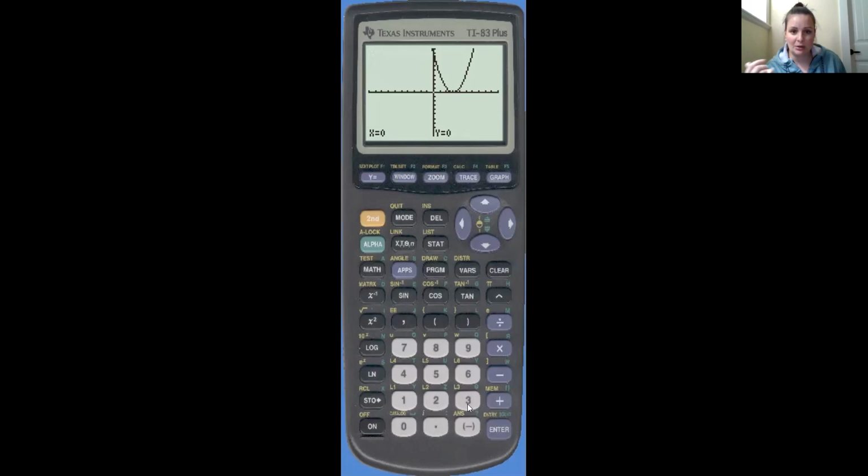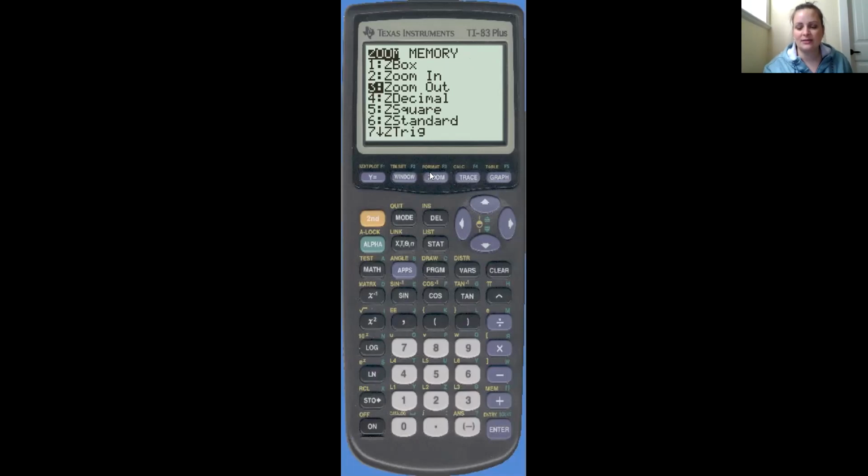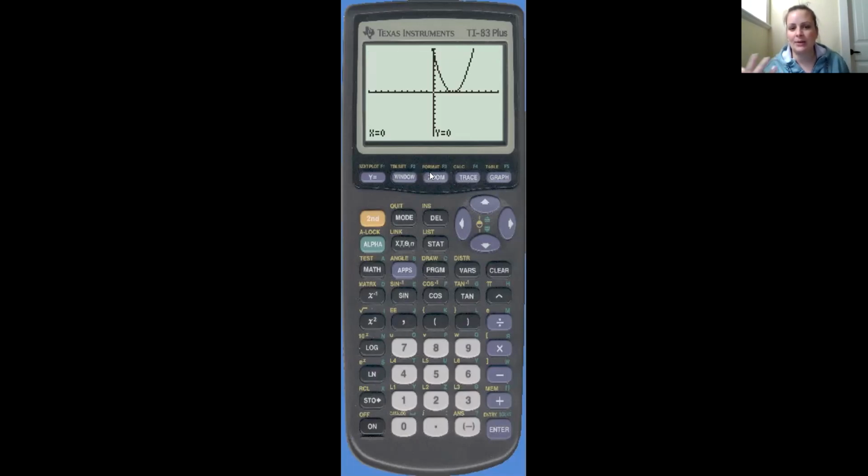It didn't really zoom out that excitingly. So you can hit zoom out multiple times. So it's not that exciting. You have to keep hitting it a bunch of times. Mine's not even zooming out very well.